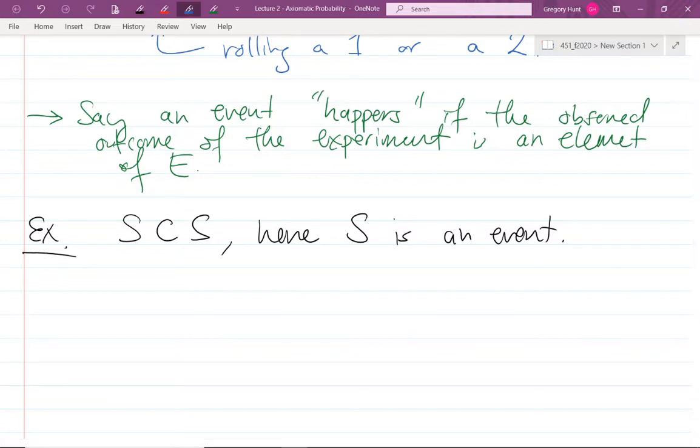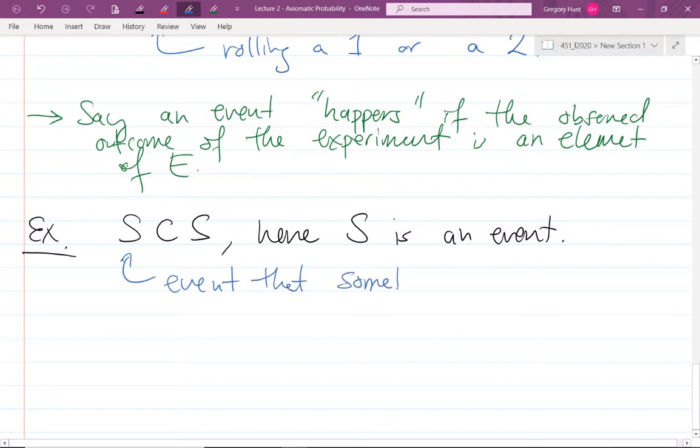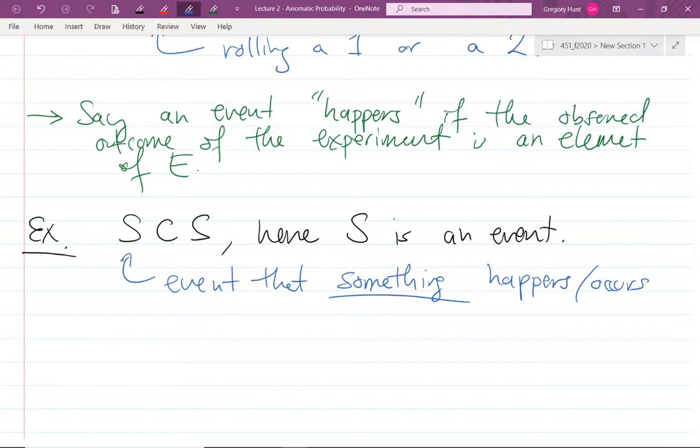Well, S is going to basically be the event that something happens or occurs when we do the experiment. So you could think, and we'll get to this formally, definitely by next lecture, something probably should happen. If we defined our sample space well, then our intuition is that something should happen.